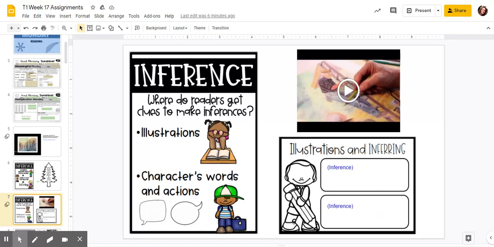Any information you gain from an illustration is an inference because the author's not telling you, unless there's a caption, the author's not telling you what's happening in the pictures. You are making inferences. You just may not realize it.